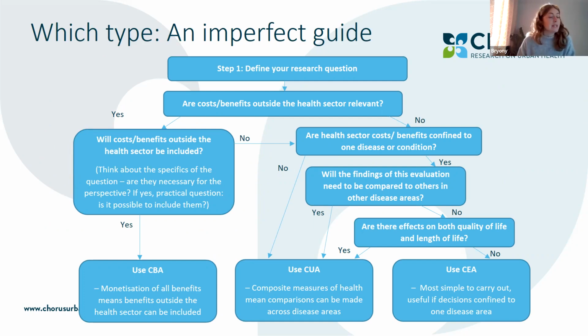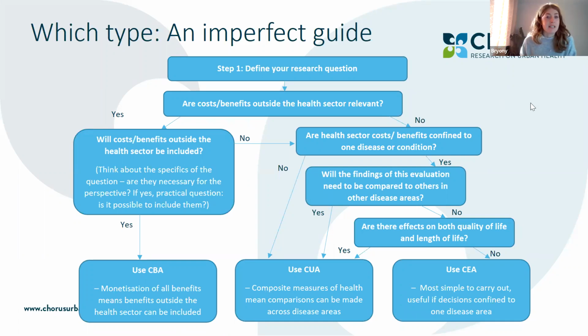So I've included this flow chart here, which I've called an imperfect guide, because it provides a structured guide to the questions that we can ask ourselves when we're choosing a type of economic evaluation. And if you go through the process of the flow chart, you get to a recommendation of the type of analysis that might be appropriate for your project. But it's an imperfect guide because there's still flexibility in the decision, even once you've gone through these questions.